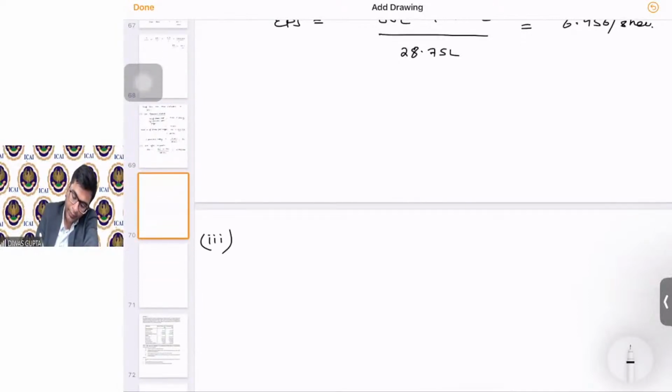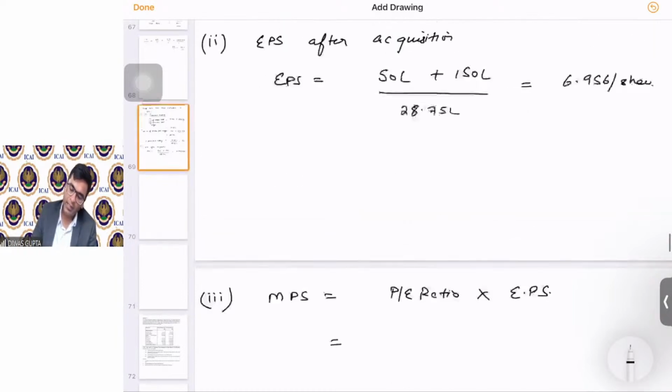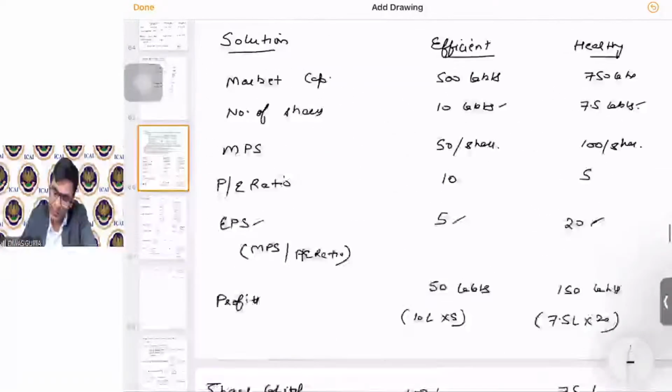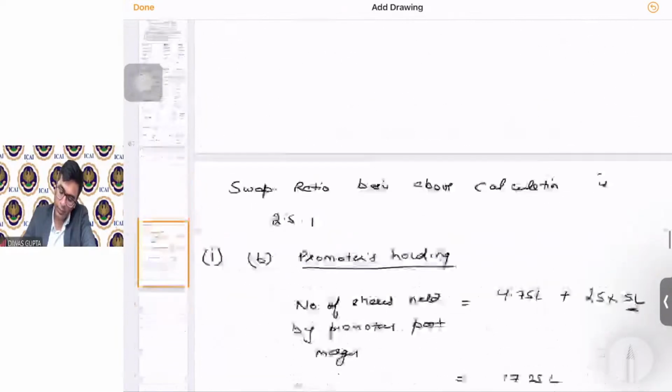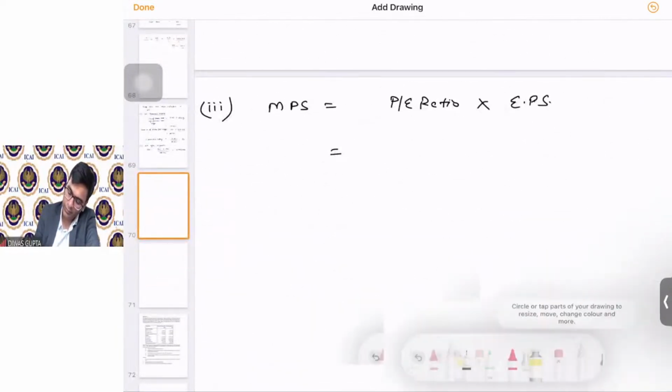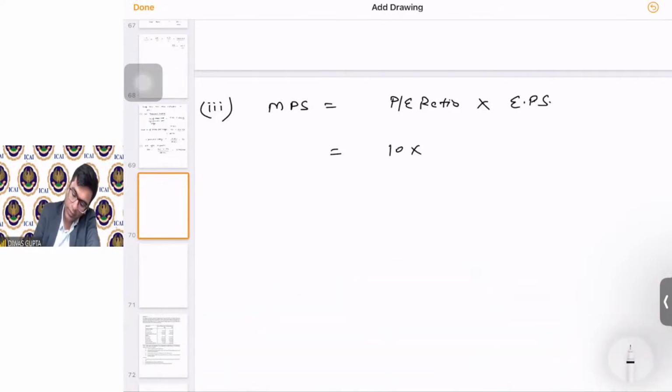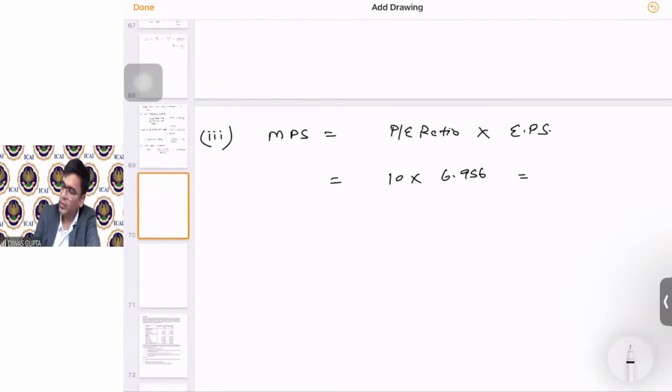So the third part: MPS is equal to PE ratio multiplied by EPS. Correct, students? What is the PE ratio of Efficient Limited before merger? Because it is said that it will remain the same. It is 10. So 10 into 6.956 becomes 69.56 per share.